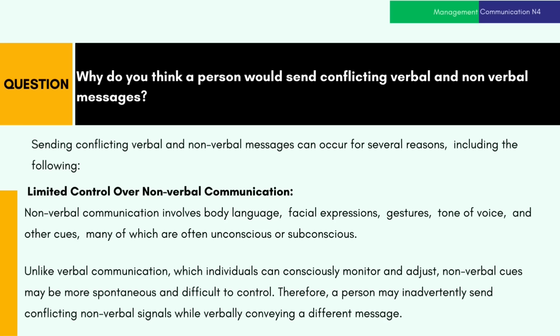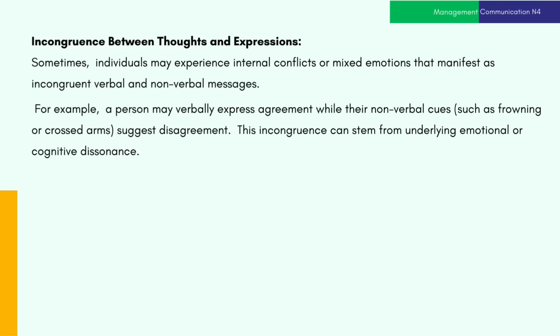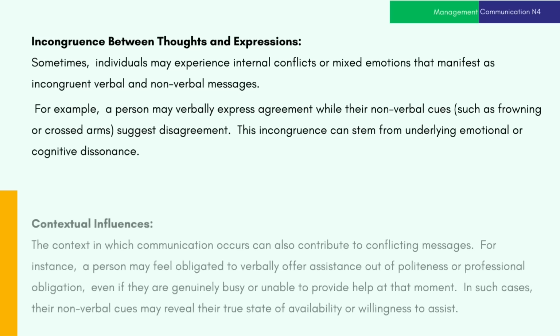2. Incongruence between thoughts and expressions. Sometimes, individuals may experience internal conflicts or mixed emotions that manifest as incongruent verbal and nonverbal messages. For example, a person may verbally express agreement while their nonverbal cues, such as frowning or crossed arms, suggest disagreement. This incongruence can stem from underlying emotional or cognitive dissonance.